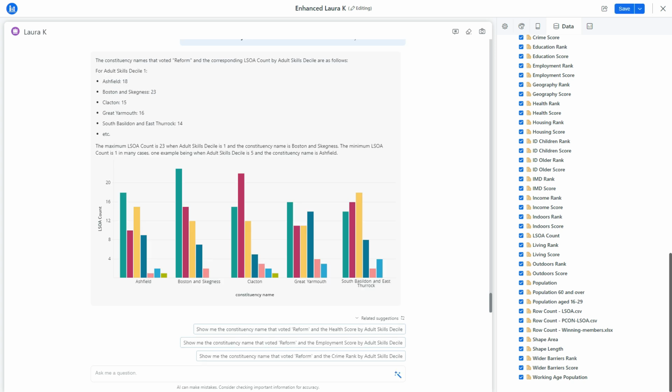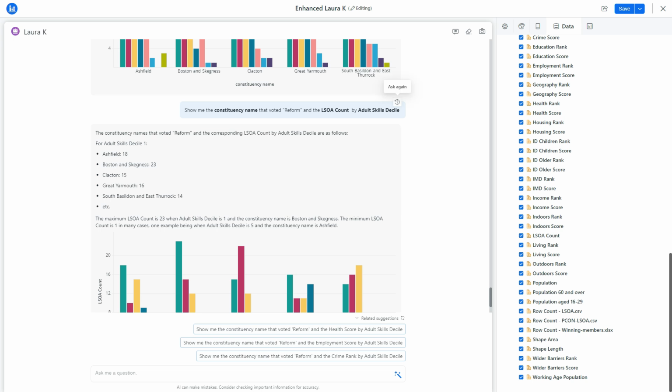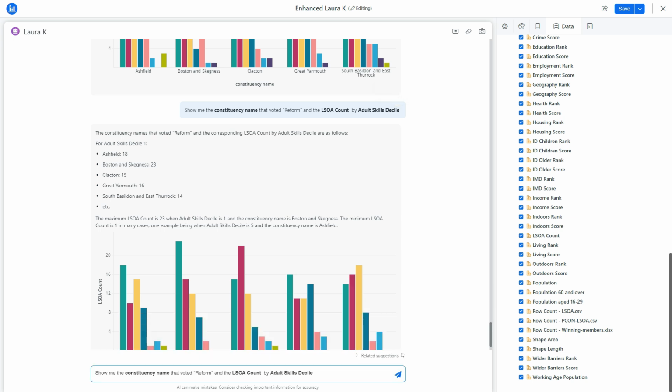So again, you have the same picture with a lot of LSOAs in the lower deciles across the whole picture. Now we'll look at one final metric for the reform voting areas. We'll look at employment.